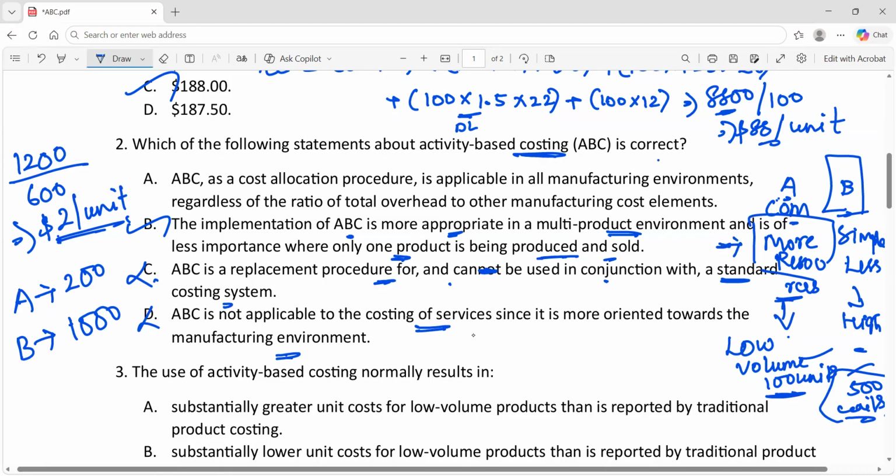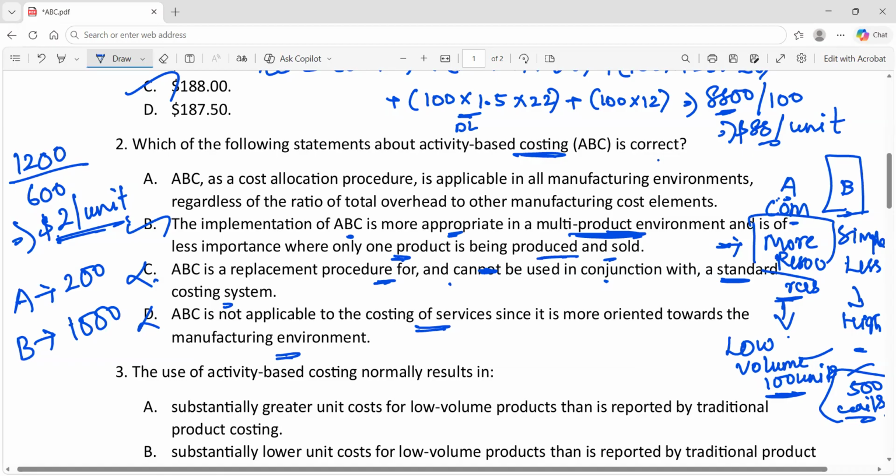But usually that will not happen in absorption costing. So in order to overcome this disadvantage only, we are using activity-based costing in a multi-product environment. In a multi-product environment, where one product is very complicated and it is consuming more resources, more overhead should be absorbed by that complicated product because that is the product which is consuming more resources. Whereas the relatively simpler product is consuming lesser resources, so lesser amount of overhead should be absorbed by the simple product, the product which consumes lesser resources.